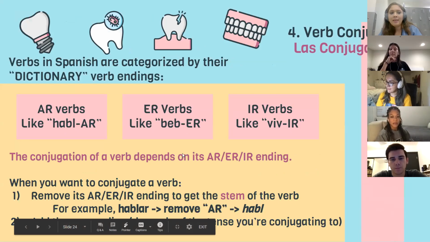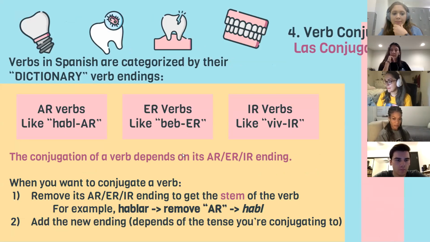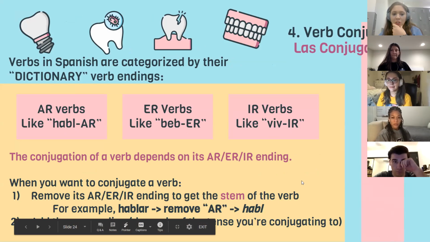Perfect. Now, one of the things that we see a lot of, here's just pretty much explaining what we just did.